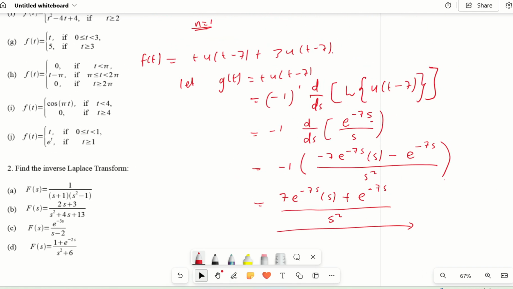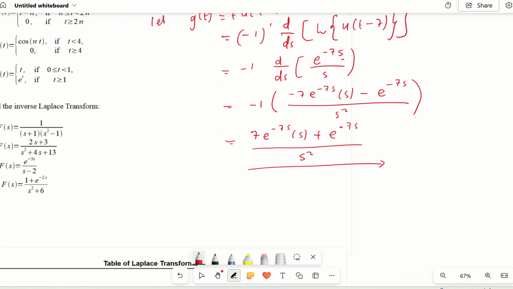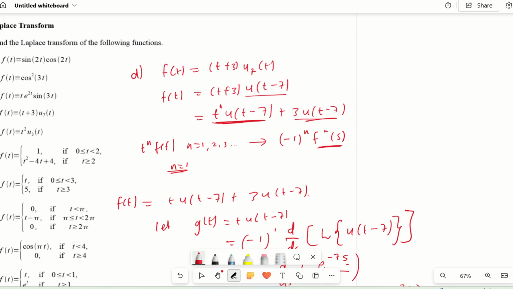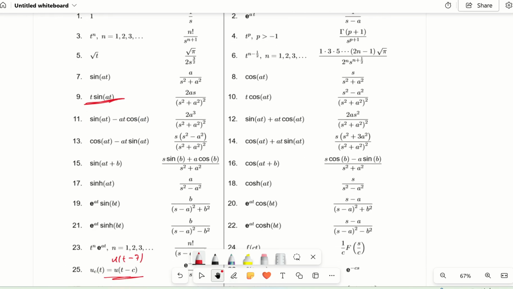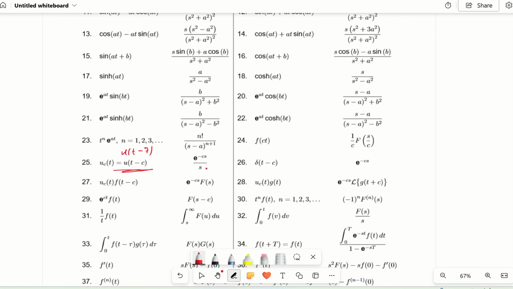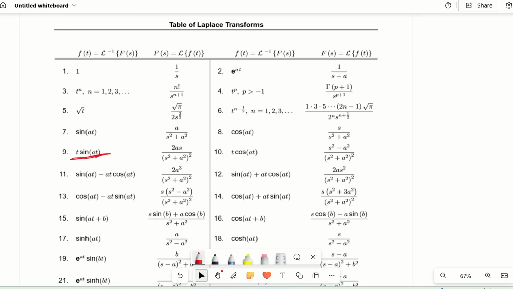Right? But then remember, this one is only g of s. I'm looking for f of s. It's only this part. And this part, we are just going to use the very same thing.